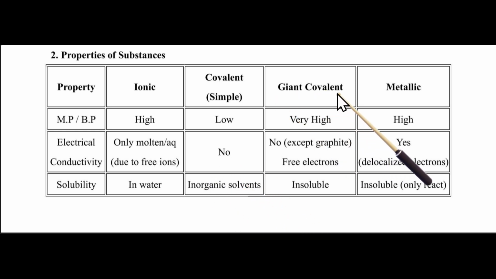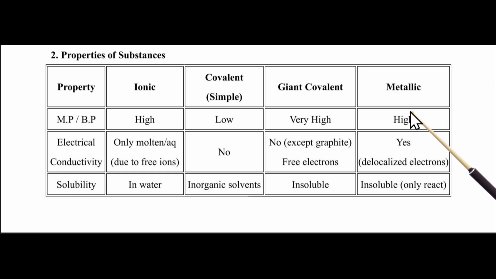What about giant covalent structures? Giant covalent structures have very high melting and boiling points, for example diamond, graphite, or silicon dioxide. What about the electrical conductivity? They are also very good insulators. They do not conduct electricity except for graphite. Graphite can conduct electricity because it has free electrons, or you can say delocalized electrons. That's why graphite is the only exceptional case in covalent bonding that can conduct electricity. That's why it is also used as an electrode. Let's see about the solubility. Giant covalent structures are usually insoluble in any of the solvents.